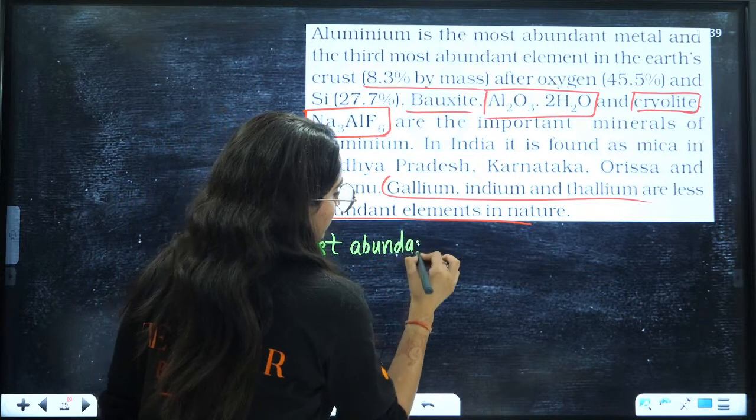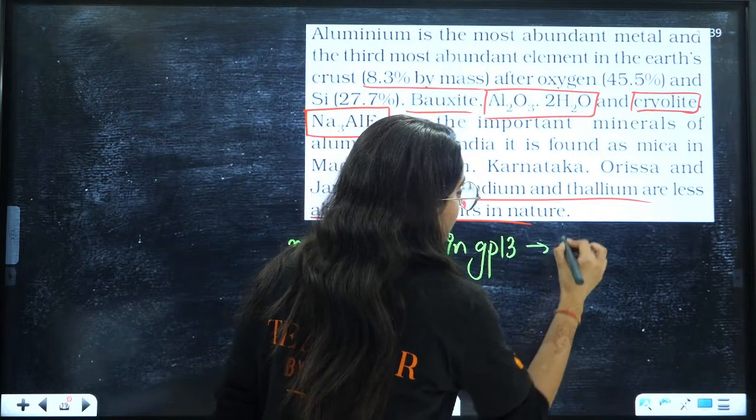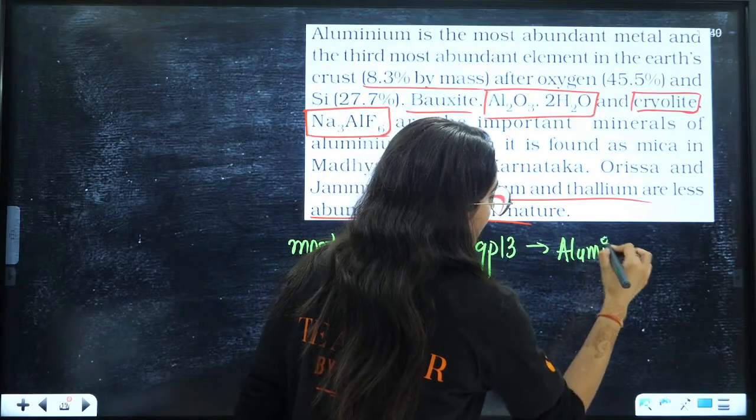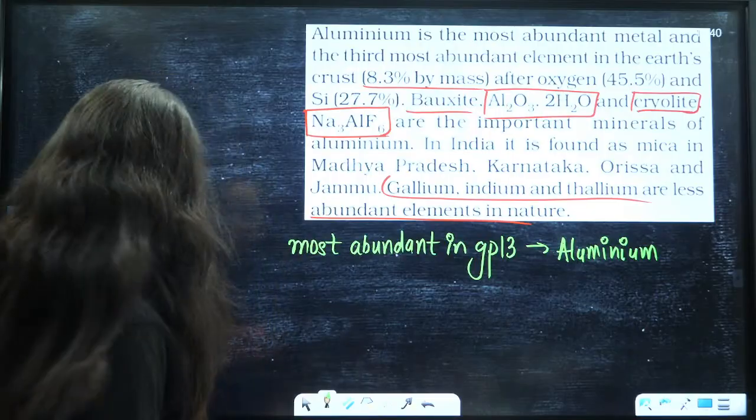in group number 13. In group number 13, that is aluminium, right? Aluminium is the most abundant in group number 13, right?